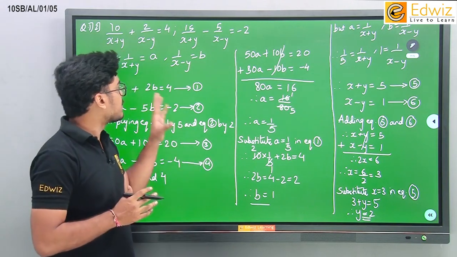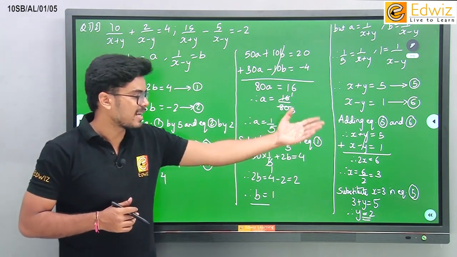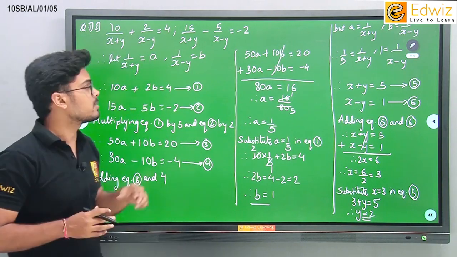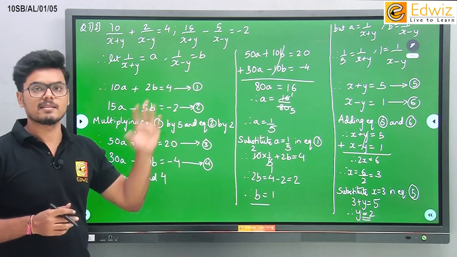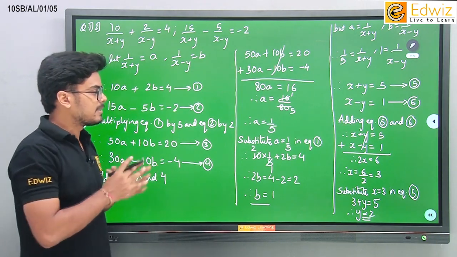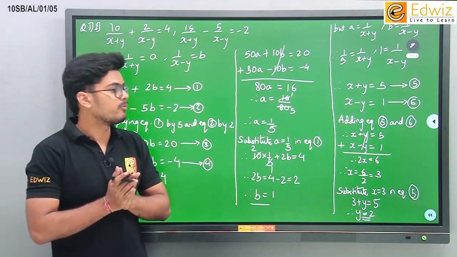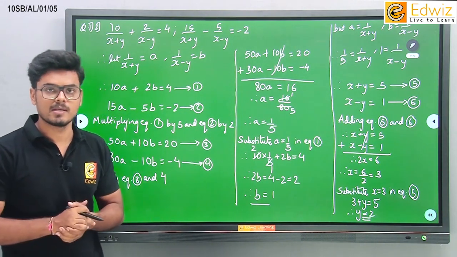ठीक है. So similar question once again, but यहाँ पर सिर्फ last में थोड़े steps extra हो गए. Why? Because we considered 1 upon x plus y as a and 1 upon x minus y as b. Okay, this is question number 2. I'll give you 4 minutes to note this down, then we'll move on to the next question.